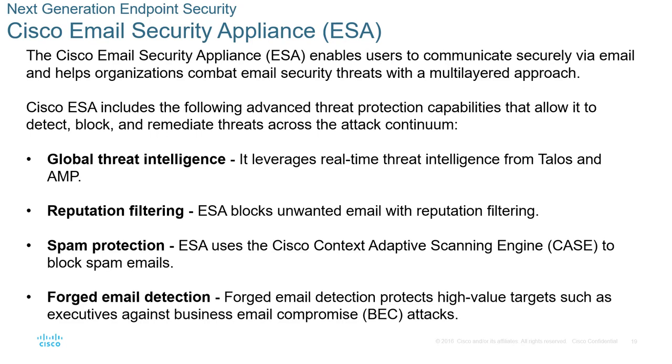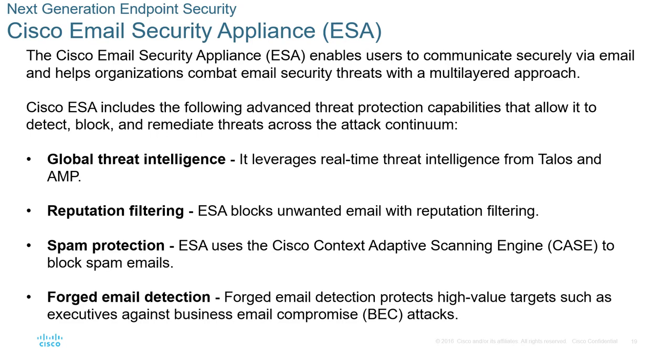We have an email security appliance, ESA. A huge part of our ESA is that it includes advanced threat protection that allows you to detect, block, and remediate threats throughout the entire system, again, before, during, and after an attack. We leverage things like threat intelligence, spam protection, reputation filter, and forged email detection. What's interesting is that forged email detection also looks at business email compromise attacks, BECs, because they are growing as well.